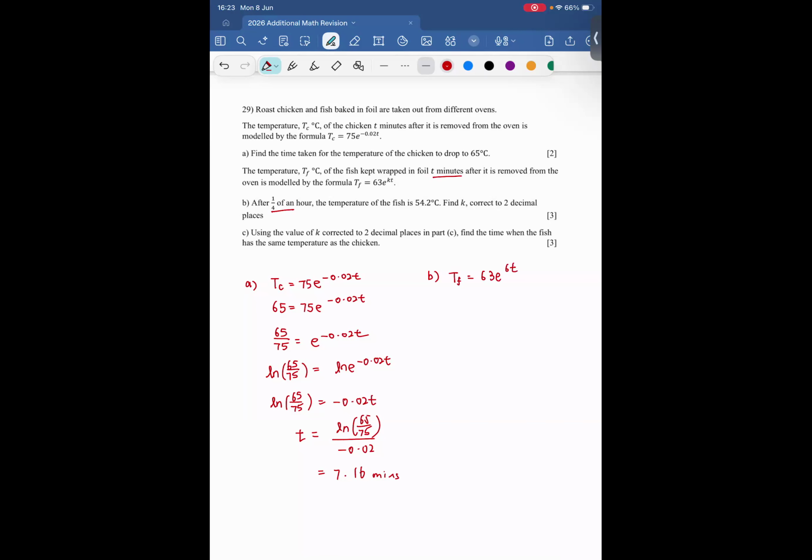So we need to find K means I need to know my TF and my small t. So based on what the question give me, I know that when the temperature of the fish is 54.2, the time is 15 minutes. Okay, so put 54.2 and then 15 into your power. Where did my K go to? Oh, it's not 60, it's KT. Okay, then solve for K yourself.